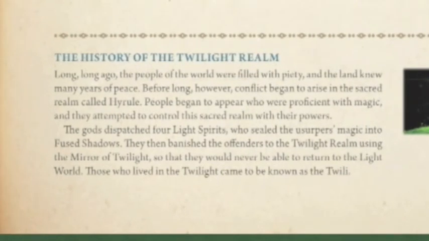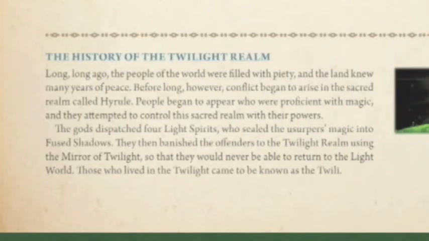The history of the Twilight Realm. Long, long ago, the people of the world were filled with piety, and the land knew many years of peace. Before long, however, conflict began to arise in the sacred realm called Hyrule. People began to appear who were proficient with magic and attempted to control the sacred realm with their powers. The gods dispatched 4 light spirits, which are in Twilight Princess, who sealed the usurper's magic into the fused shadows. Also a plot element, they then banished the offenders to the Twilight Realm using the Mirror of Twilight, so that they would never be able to return to the Light World. Those who lived in the Twilight came to be known as the Twilight.